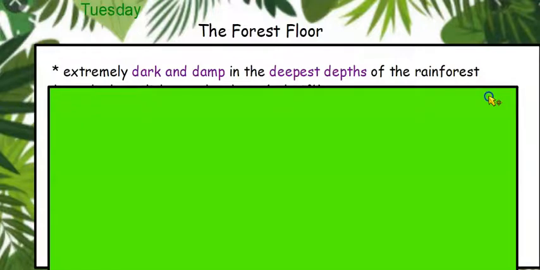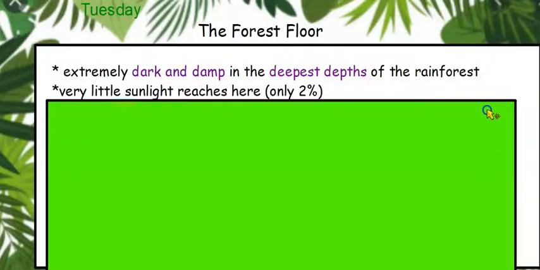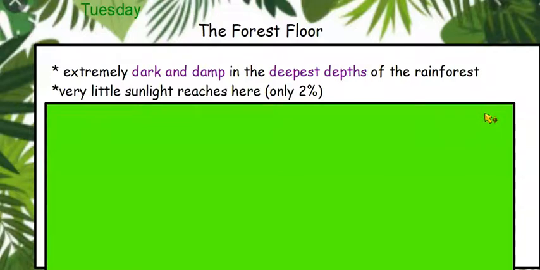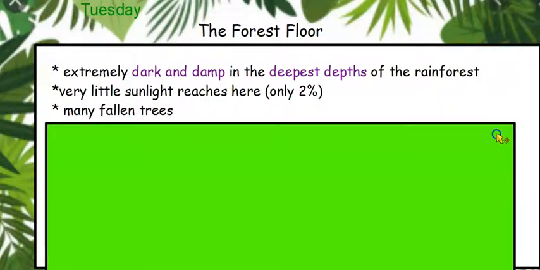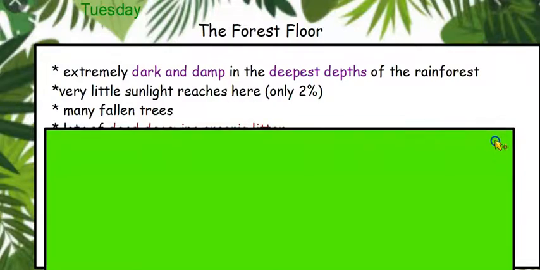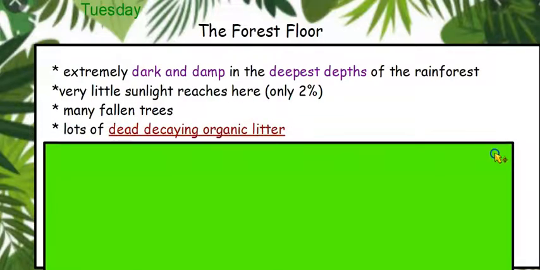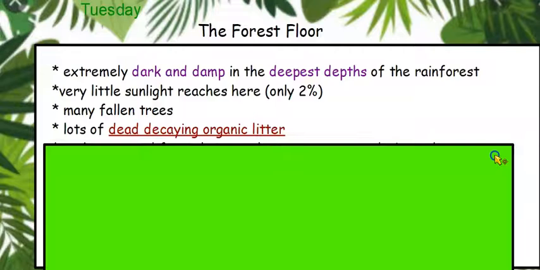I've highlighted those words in purple because actually they're quite poetic, and you've got a bit of alliteration there, and that might be something you want to include in your description today. You might have written that there was very little sunlight reaching here, only 2%. There were many fallen trees in the rainforest, and therefore lots of dead, decaying organic litter.